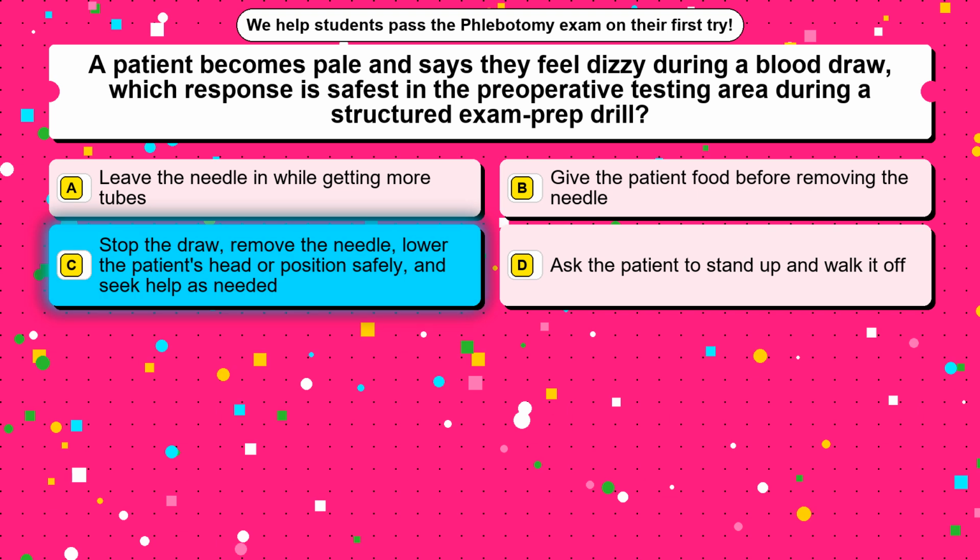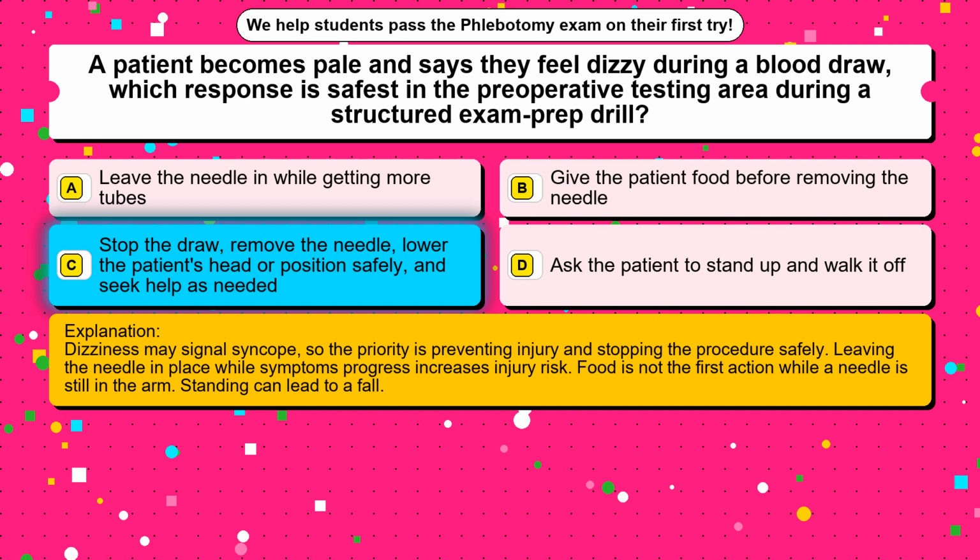The correct answer is option C. Stop the draw, remove the needle, lower the patient's head or position safely, and seek help as needed. Dizziness may signal syncope, so the priority is preventing injury and stopping the procedure safely. Leaving the needle in place while symptoms progress increases injury risk. Food is not the first action while a needle is still in the arm. Standing can lead to a fall.